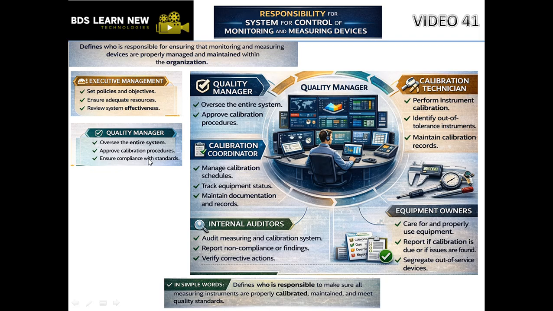Apart from this, we are also seeing someone who is auditing us. Like we have the internal and external auditors. Now within the organization we are getting the internal auditors. What does this internal auditor does? Audit measuring and calibration system, report non-compliance or findings, verify corrective actions. So this is how the responsibility matrix is over there.